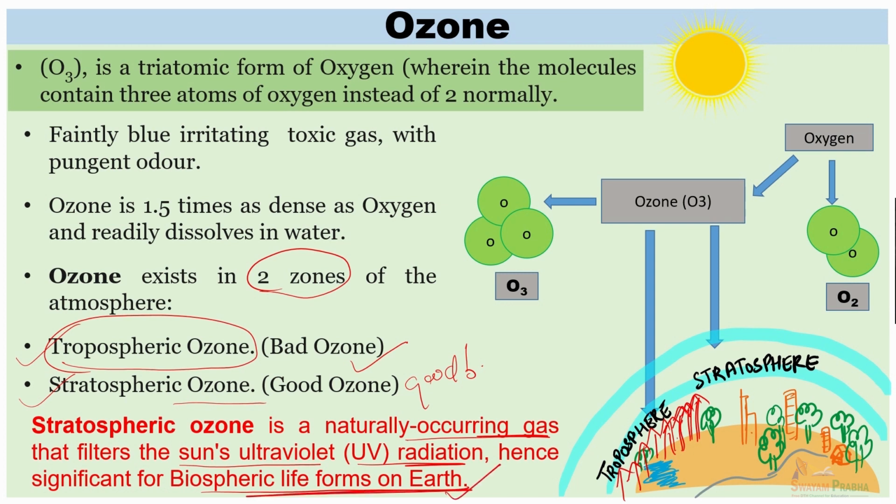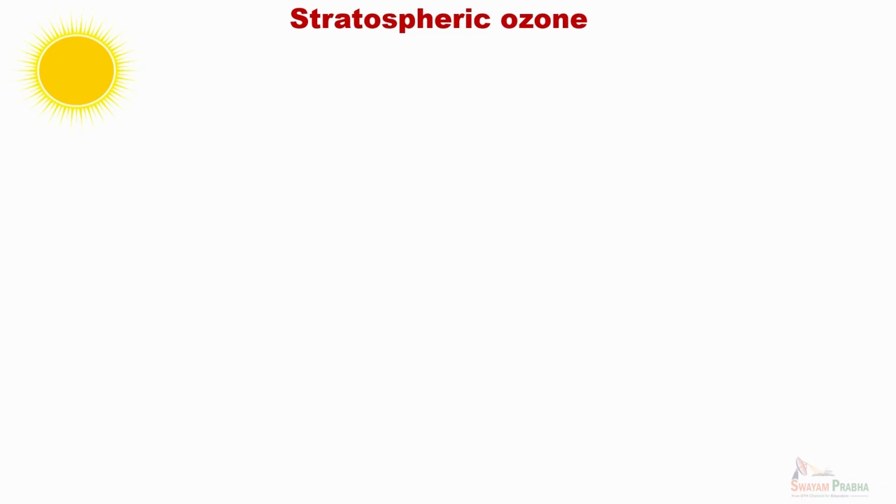Also, by shielding our Earth from the sun's ultraviolet radiation, it maintains the optimum temperature on Earth, which is important for supporting life forms on Earth. Therefore, the stratospheric ozone is very, very important. The stratospheric ozone. How is this stratospheric ozone formed?